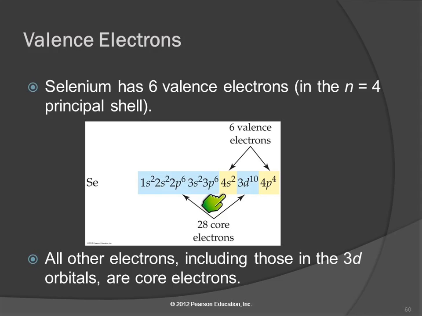When we count valence electrons, whatever the highest principal quantum number is, so here it's 4, we only count the electrons in that level.